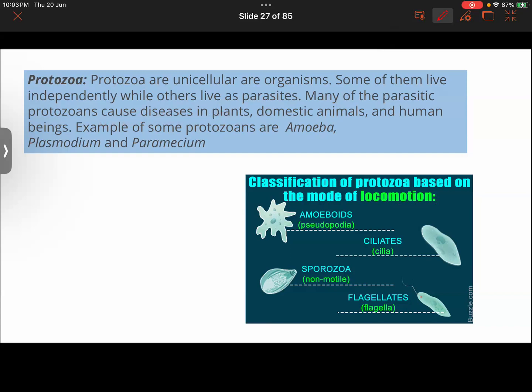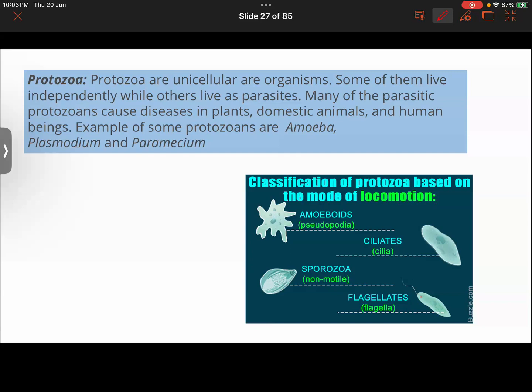Many of the parasitic protozoa cause diseases. Like you have heard of the disease malaria. Malaria is caused by a protozoa actually. So many of the parasitic protozoans cause disease in plants, in domestic animals, and in human beings also. Some of the common examples of protozoa are as follows. We have amoeba, plasmodium, and paramecium. All of these three are known to cause deadly diseases in human beings.